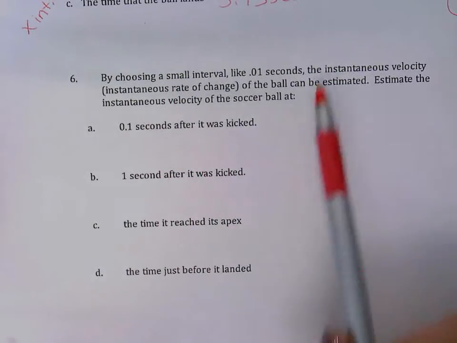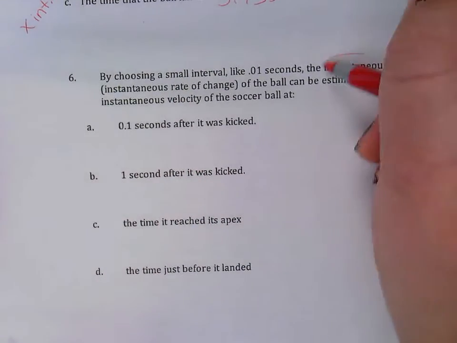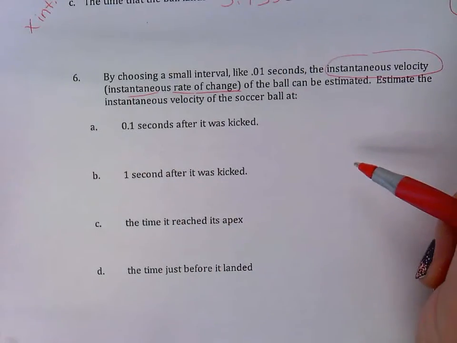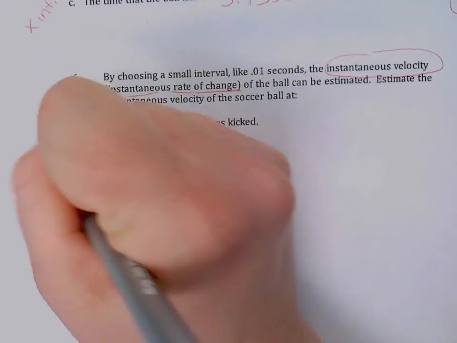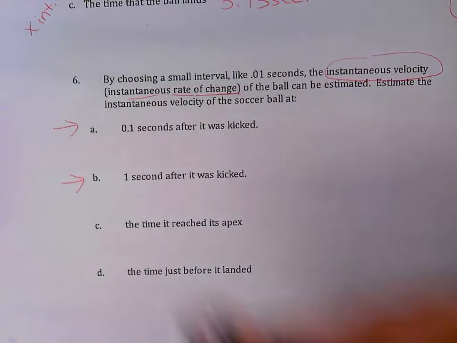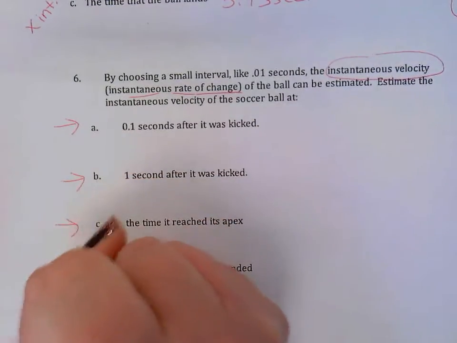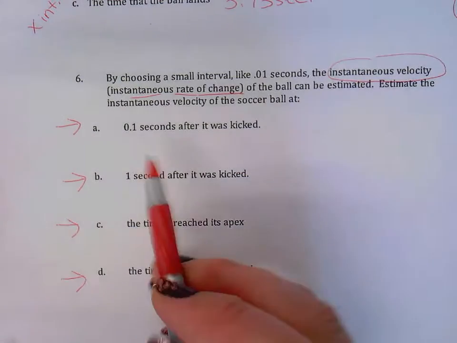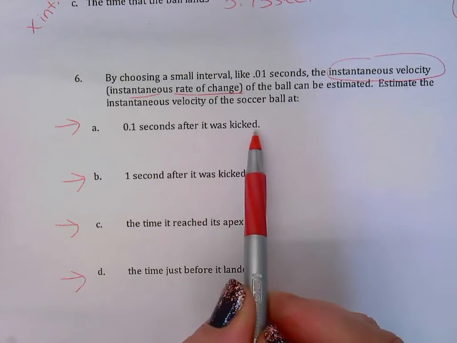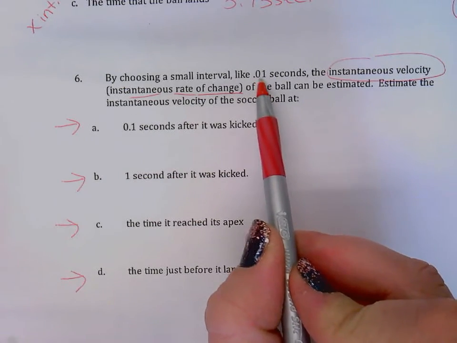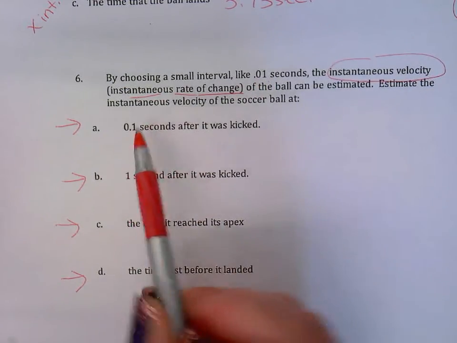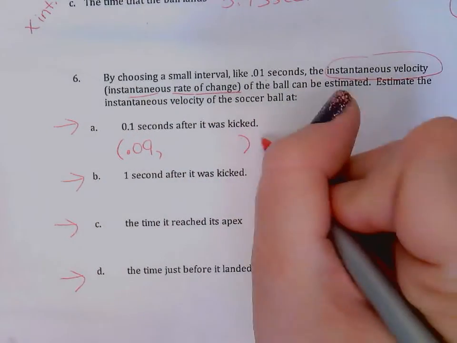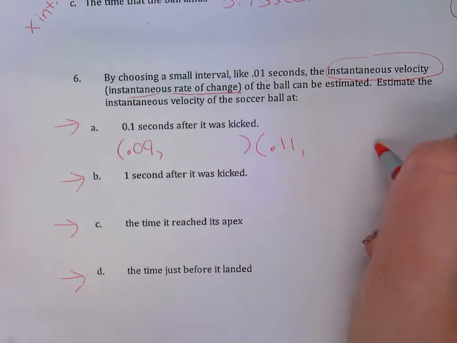So we're going to try instantaneous velocity. How fast is the ball going? Instantaneous rate of change. So I'm going to do a couple of these with you, or at least figure out the coordinates, and then you can finish calculating what they are. 0.1 seconds after it was kicked. You want to go 0.01 on either side of 0.1. So my first point would be at 0.09 seconds, find the height, and at 0.11 seconds, find the height.